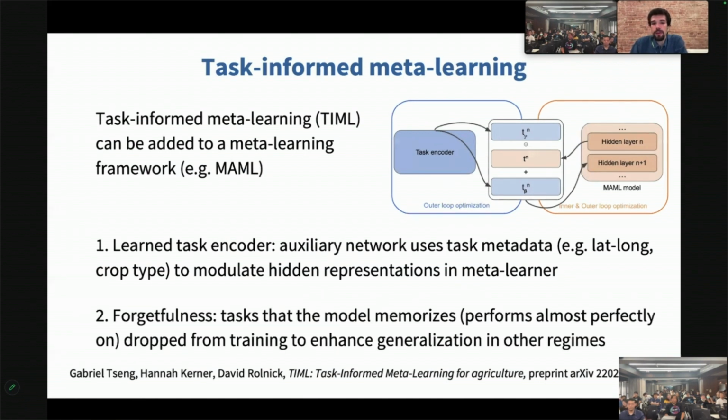The other component is forgetfulness, so tasks that the model memorizes. Once you remember, the data is really imbalanced. So suppose that you see a lot of data from one particular setting, the model might learn that really well. By the time it learns it really well, that data is probably not helpful anymore, and you don't want to just overfit to that task and forget about all the others. So you drop data dynamically from training once the model starts performing really well. These two components are designed to enable you to generalize across many different settings.